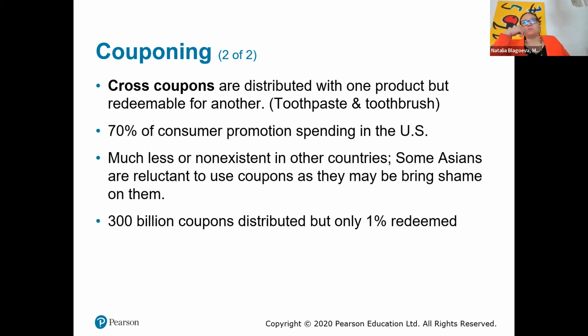There are also cross coupons. So cross coupons is when buying one product gives us a coupon to buy another. Again, we need to be aware of country differences. The US, for example, is leading when it comes to such promotion, but in many other countries there's a cultural issue. Some Asians, for example, would not use coupons as they may bring shame on them. So in other words, culturally, it feels as if using a coupon means that you cannot afford something.